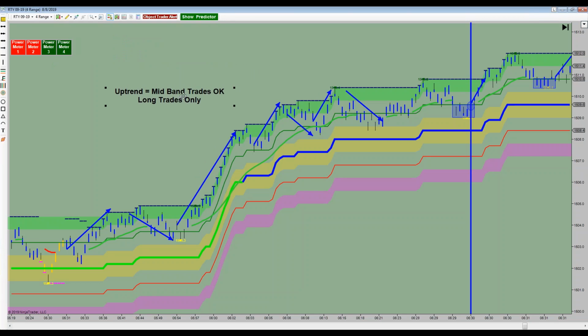You don't have to write anything down. You just have to sort of know this: the uptrend, yes. Long trades only. Mid-band trades, good.